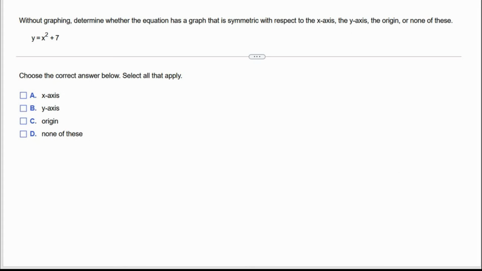All right. So without graphing, determine whether the equation has a graph that is symmetric with respect to the x-axis, y-axis, origin, or none of these. What say ye on this one? Y-axis. Okay, so you say the y-axis because you see that x squared, right? Very good. Check mark.